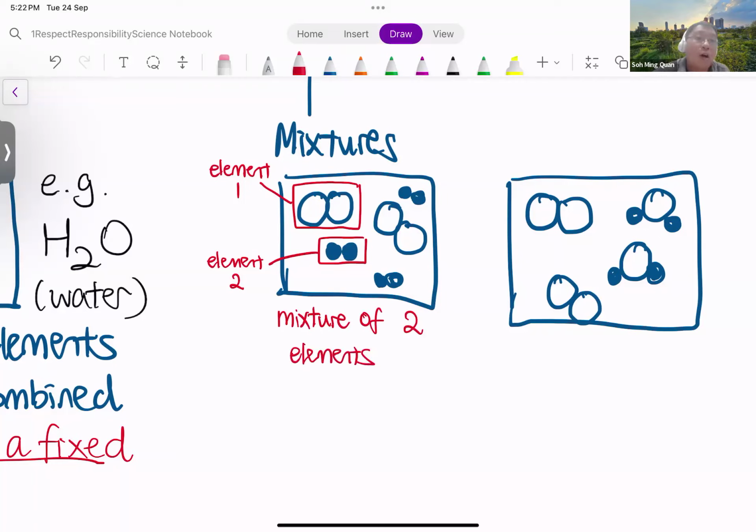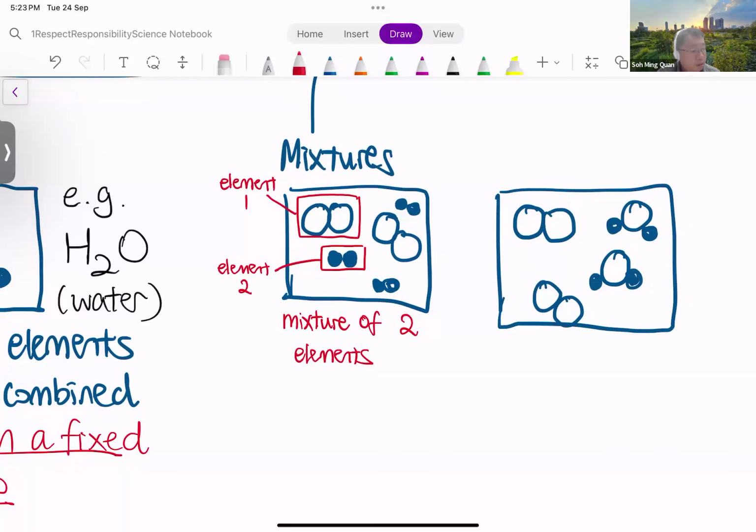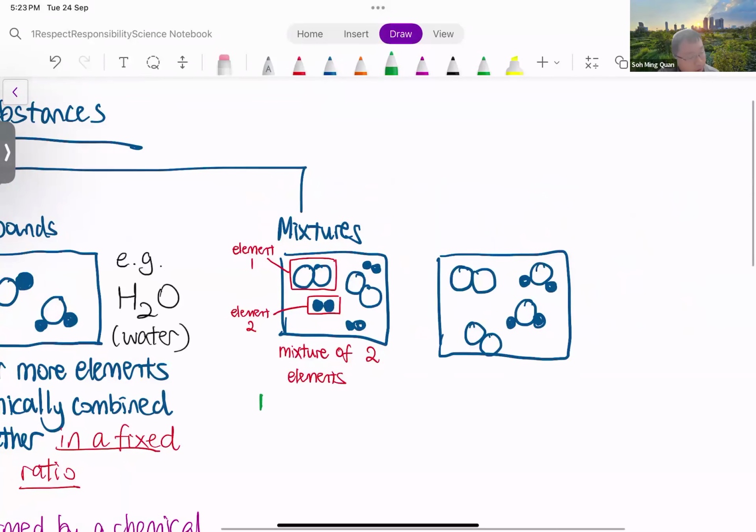The key thing is it contains two elements, but are these two elements combined together? I think just now we said, if they're combined together, you should see the circles join together. So is the white circle joined to the dark circle? And the answer, of course, in this picture, is that the white circle is not joined to the dark circle. So these two elements are actually not chemically combined together. Okay? And hence, that's the first difference between compounds and mixtures.